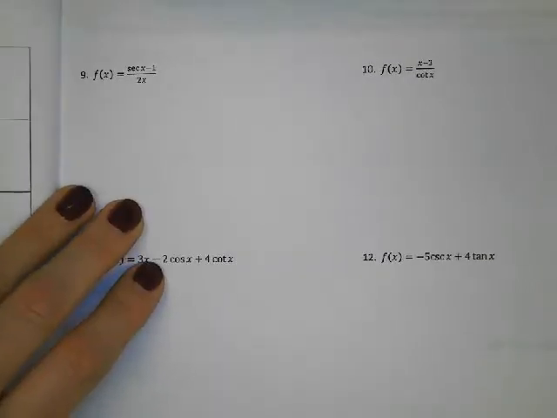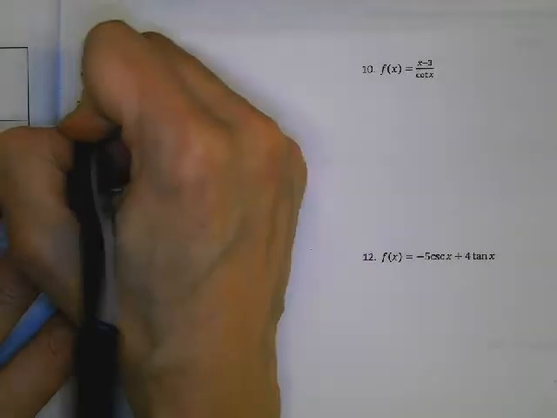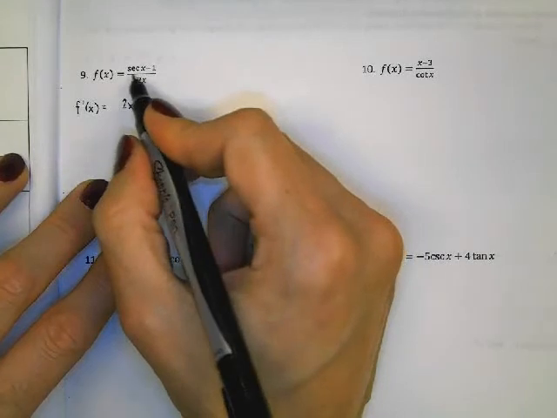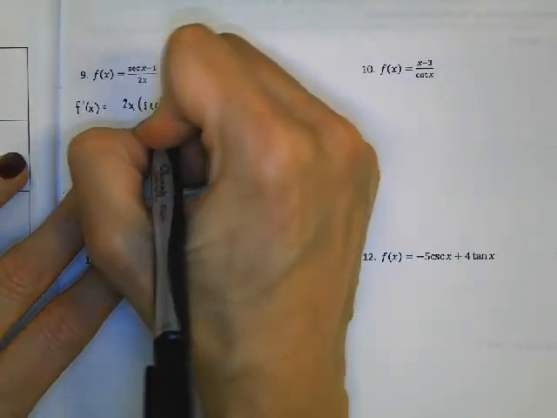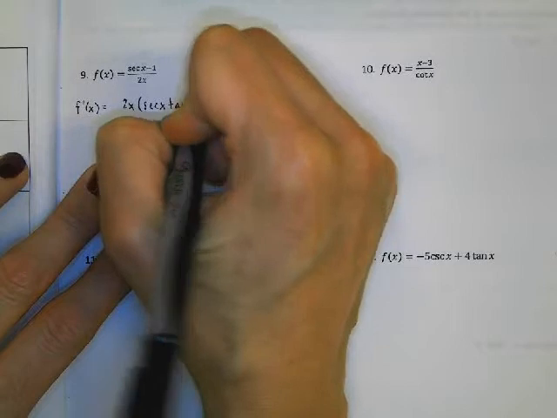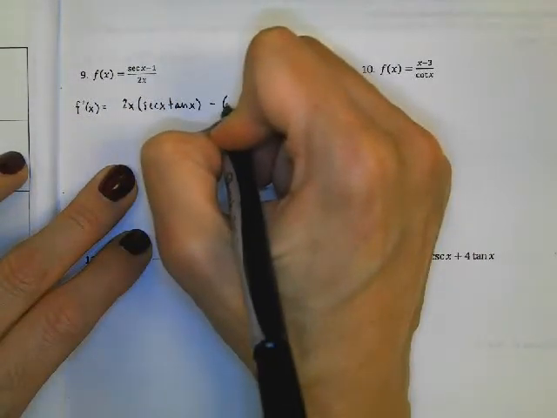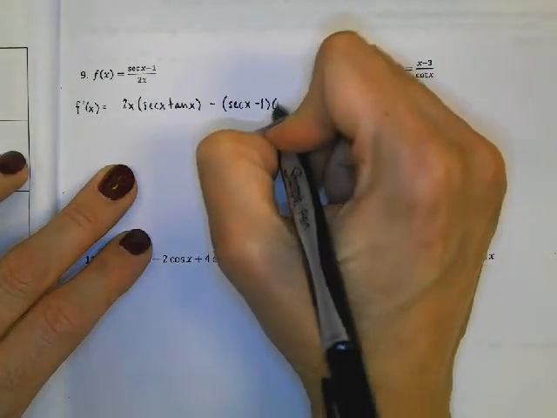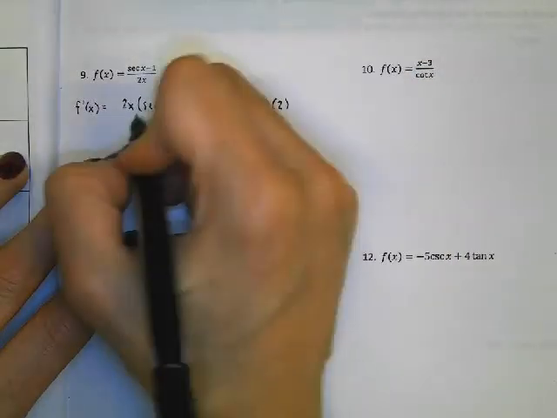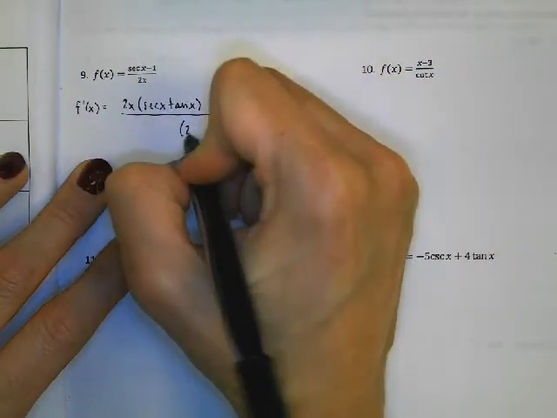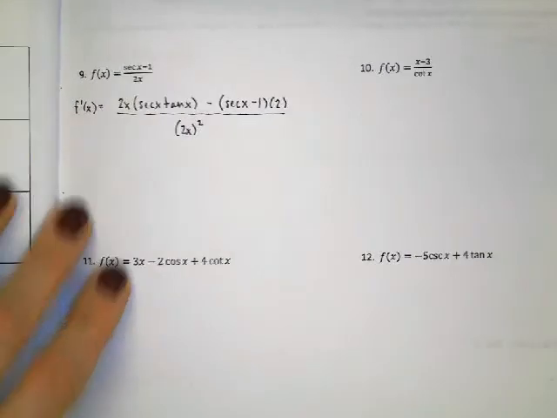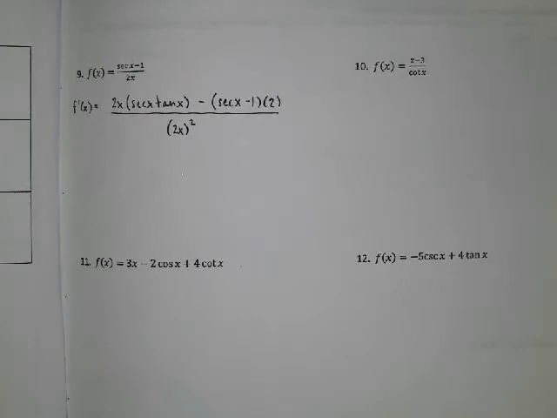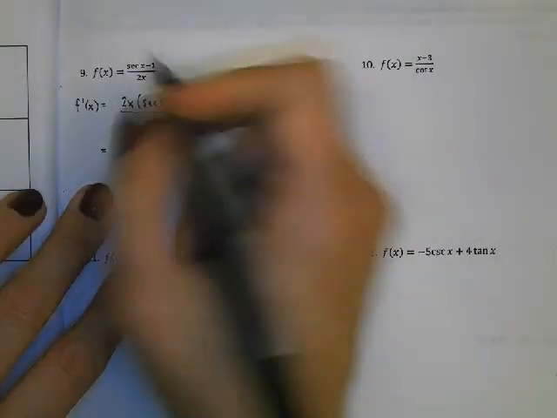Okay, another quotient rule problem. So we have f prime of x equals low, 2x, d high. Our derivative of secant x is secant x tan x, minus our high times derivative of our low, all over low squared. And be careful that you put that 2x in parentheses, so when we square it, we're sure to square the 2 as well. So then we can go ahead and simplify.